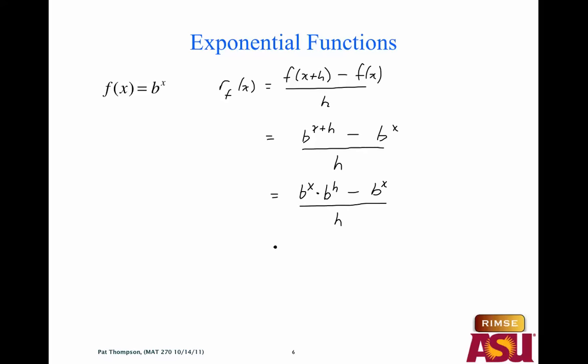And now that allows us to do something else. What can we do? We could factor out b to the x. And we're left with b to the h minus 1 over h. Okay?